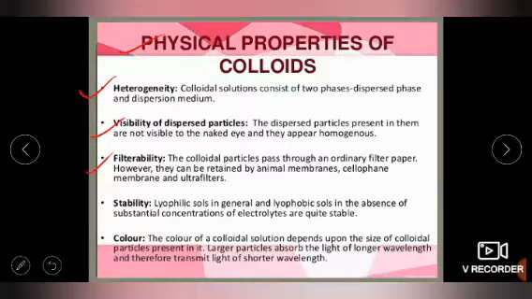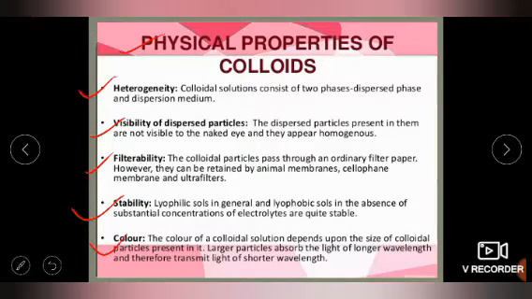Filterability: we can filter these particles through an ordinary filter paper. They can be retained by animal membrane, cellophane membrane and ultrafilter. Stability: lyophilic sols in general, and lyophobic sols in the absence of a substantial concentration of electrolytes, are quite stable. So it means that these are stable.